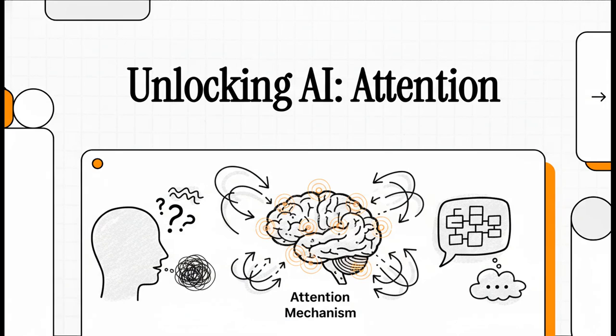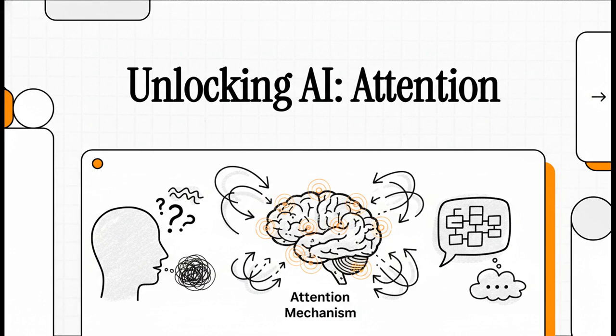Hey everyone, and welcome. Have you ever used something like ChatGPT and just been blown away by how it seems to, well, get you? It understands the little nuances and the context of what you're asking. Well, the secret sauce behind that isn't magic. It's a really brilliant idea called the attention mechanism. This was the breakthrough that let AI really start to grasp long, complex thoughts. And today, we're going to pull back the curtain and see exactly how it works.